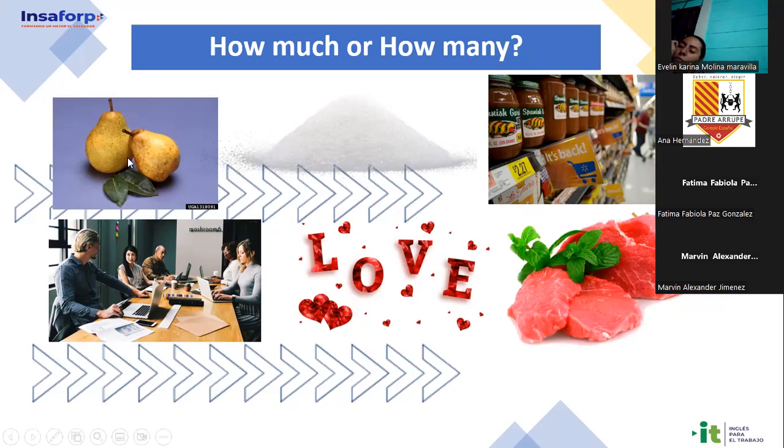So the number one is how many pears? In the complement, you can think about it, but mostly I want you to say how much or how many and the noun, right? The number one is how many pears? Yes. Who is asking me? Yes.